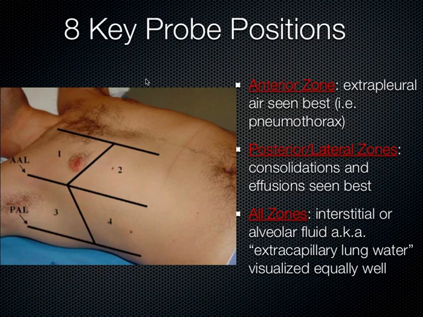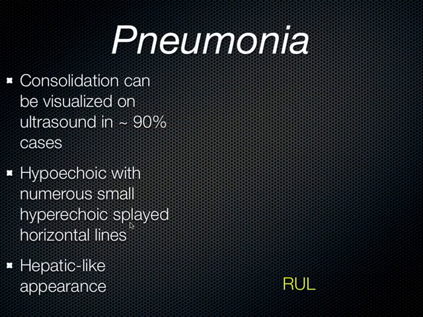And so if we're looking for consolidations for pneumonia, that's the other word for pneumonia, consolidation, then it's really these posterior lateral zones. The anterior zone is where the pneumothorax was better seen. So it's these zones back here that we're really going to be focused on looking for consolidations. And a consolidation or pneumonia can be seen on ultrasound up to 90% of cases.